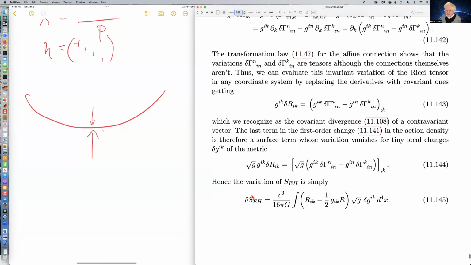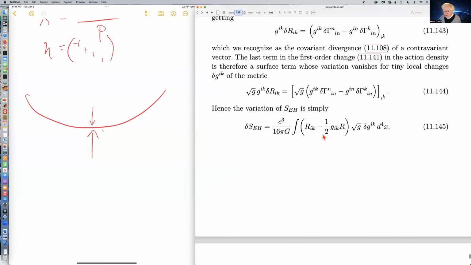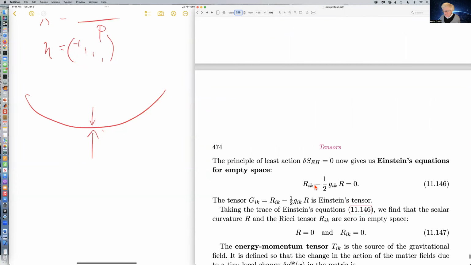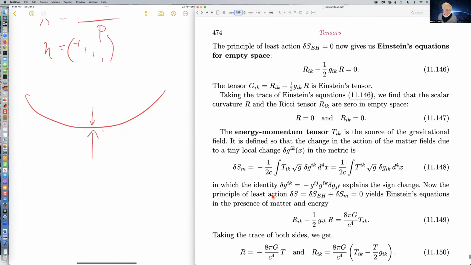And what that means then is that the change in the action, for changes that are local as opposed to at infinity, is just given by this. And now, since this is arbitrary, what we get is Einstein's equations. So this is the derivation then of Einstein's equations for a gravitational field. This quantity here, R_{ik} minus a half g_{ik} R, is called Einstein's tensor. But I don't know if we have to focus on that.